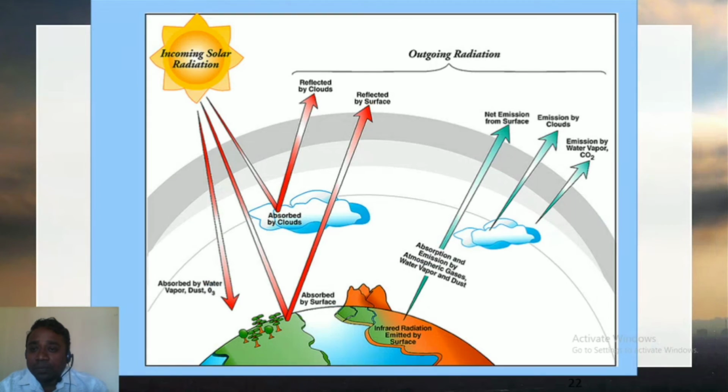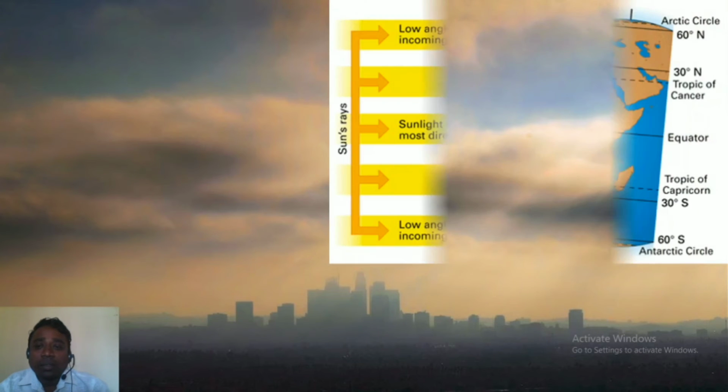insolation. So this image tells us the incoming rays which are absorbed by the surface of earth, by greenhouse gases, and by clouds, whereas clouds and surface do reflect some amount of heat. The heat is emitted from the surface of Earth, from greenhouse gases. Emission can also be from clouds, water vapors, and CO2. So this image tells us the entire dynamics of heat present on the Earth.